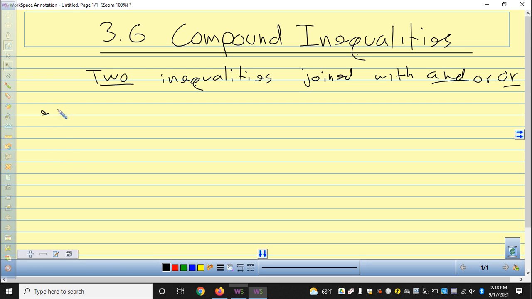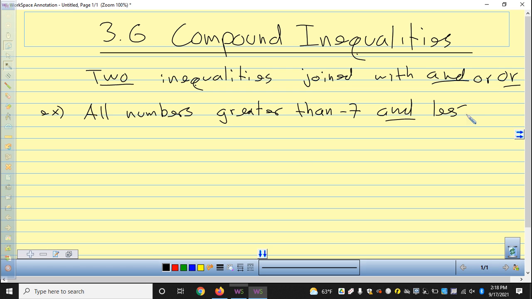So as an example, we might talk about all numbers greater than -7 and less than 6. This is a compound inequality.